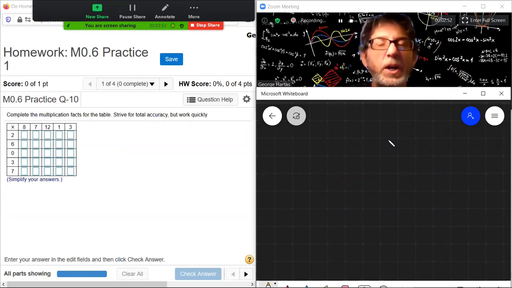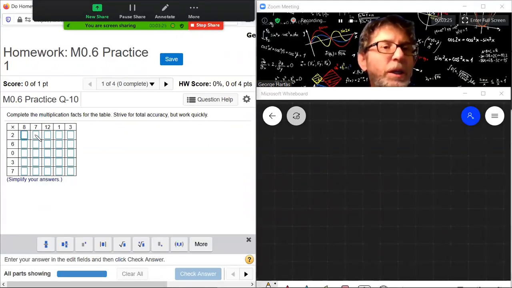Hello. In this video, I'm going to explain how to fill in the multiplication table using the grid technique. So this is MyLabs Plus, and this is how they have the multiplication table set up. The way you have to look at it is that you have numbers on top, numbers on the side, and this X here means multiply. So what you want to do is multiply 2 times 8, put the answer right there. 2 times 7, put the answer here. 2 times 12, put the answer here, and so on.